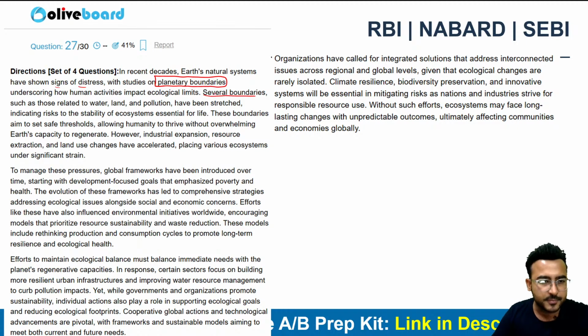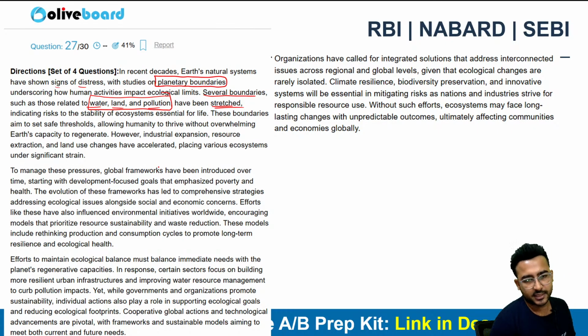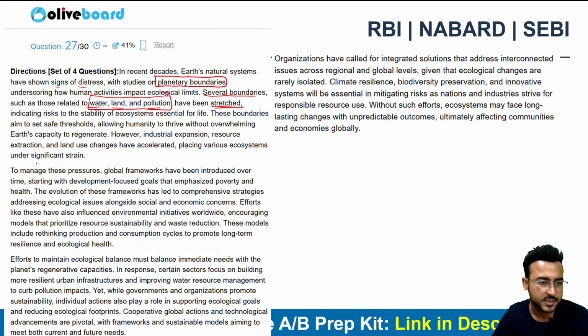Several boundaries, such as those related to water, land and pollution, have been breached, indicating risk to the stability of the ecosystems essential for life. These boundaries aim to set safe thresholds, allowing humanity to thrive without overwhelming the Earth's capacity to regenerate. However, industrial expansion, resource extraction and land use changes have accelerated, placing various ecosystems under significant strain.